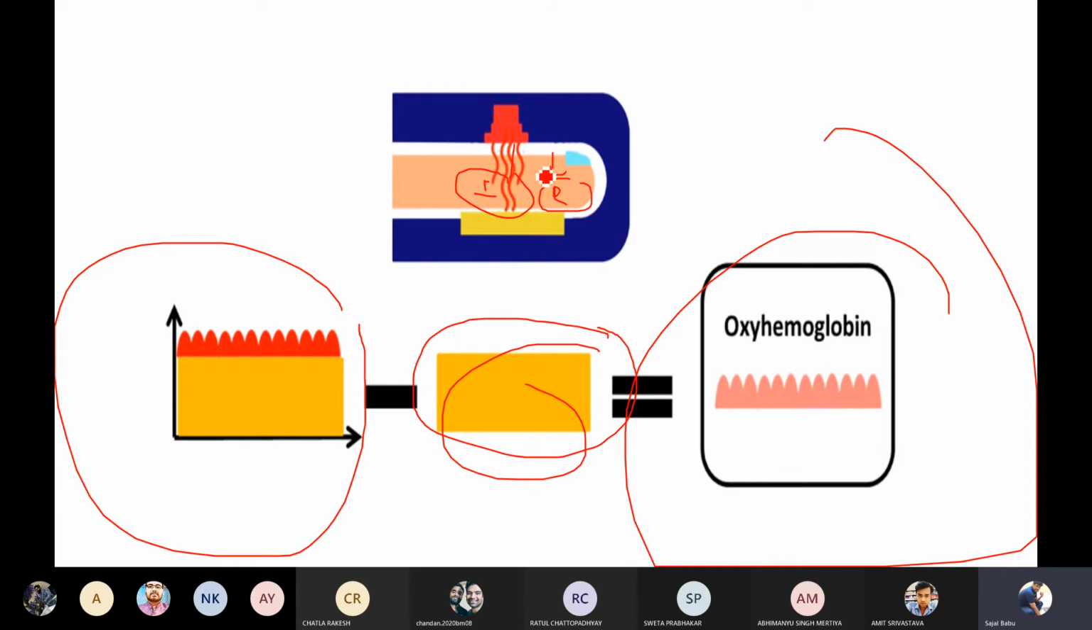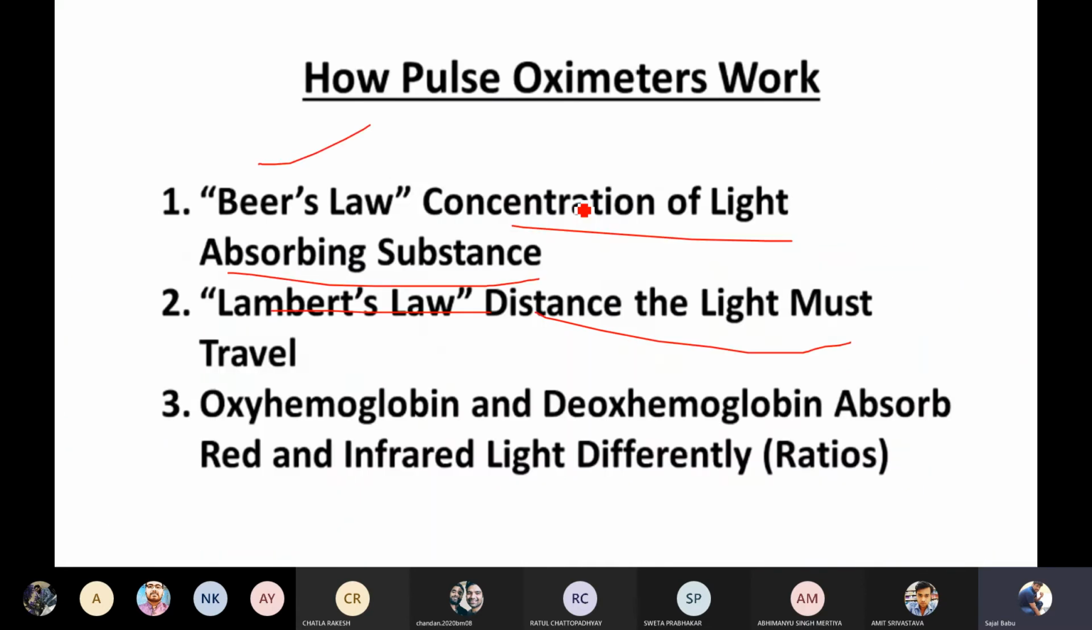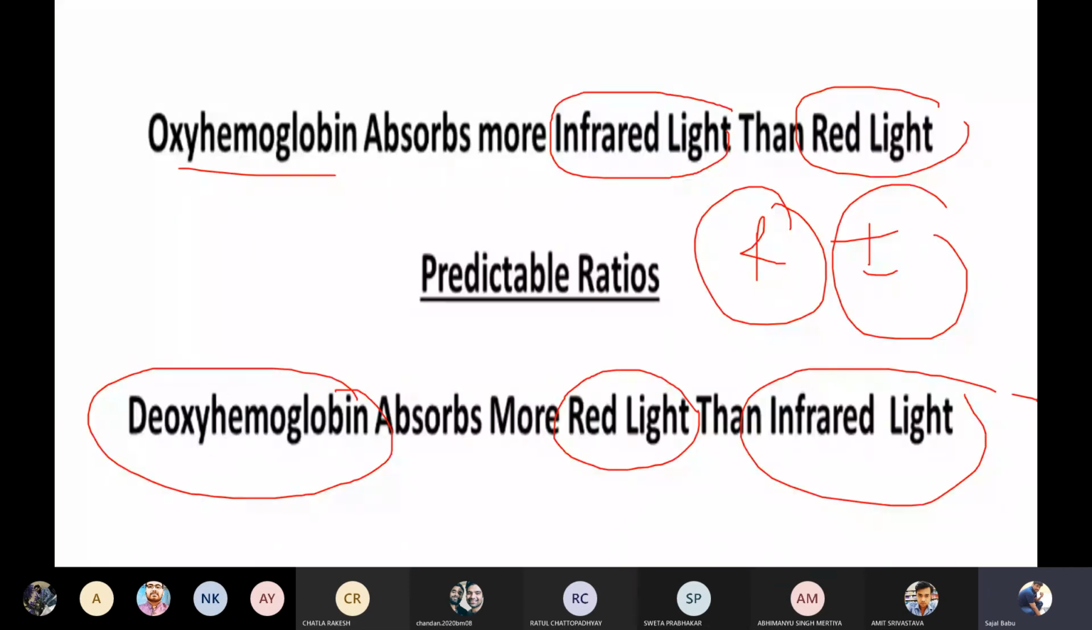If both lights are emitted again and this time the detector receives more infrared light but very little red light, the pulse oximeter knows that the blood is not carrying oxygen, it is deoxyhemoglobin, and that's why it is absorbing red light. In this way the pulse oximeter is going to know. So, have you understood till now?